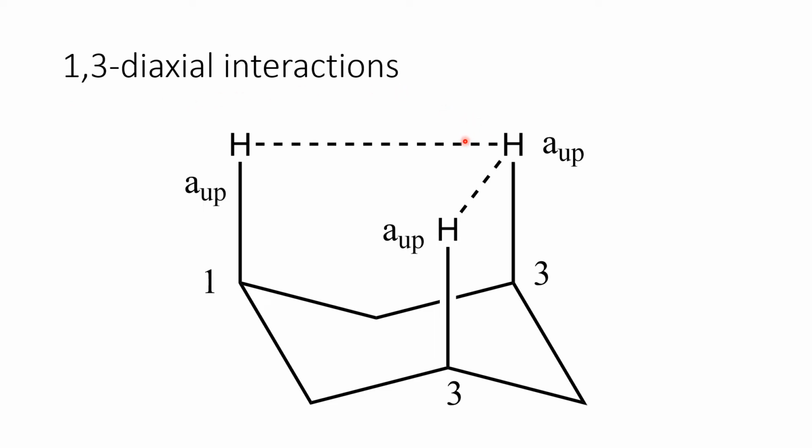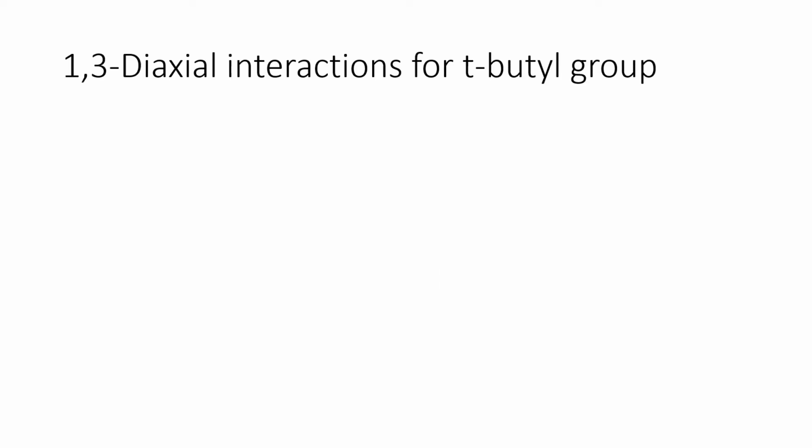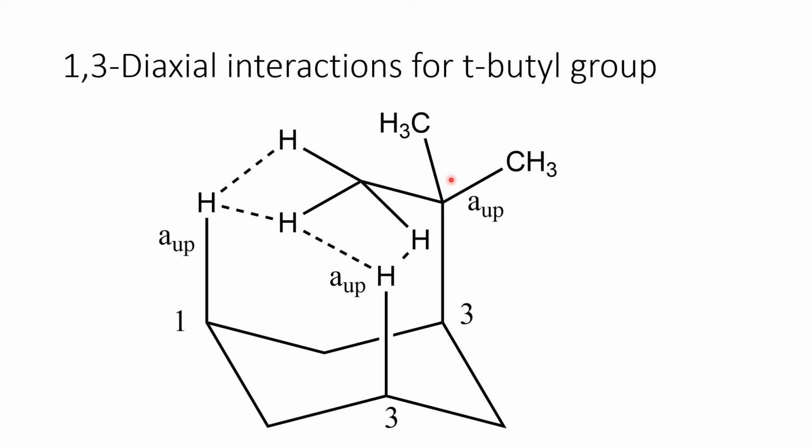But whenever all three are hydrogens, there is no problem, because hydrogen is a small atom, so no interactions will be there. But whenever we replace a hydrogen with a bulky group, for example a tertiary butyl group, which has 3 methyl groups, one of the methyl groups will have steric hindrance with the axial positions present on the 1 and 3 positions. These types of interactions are called 1,3 diaxial interactions.